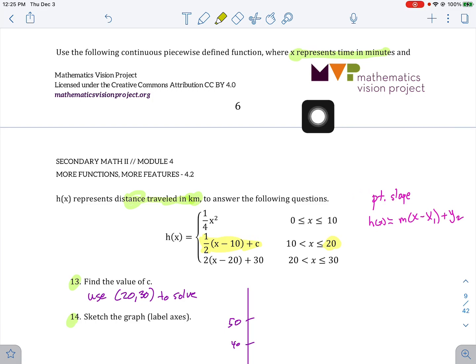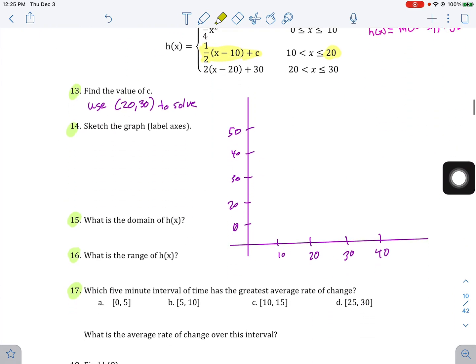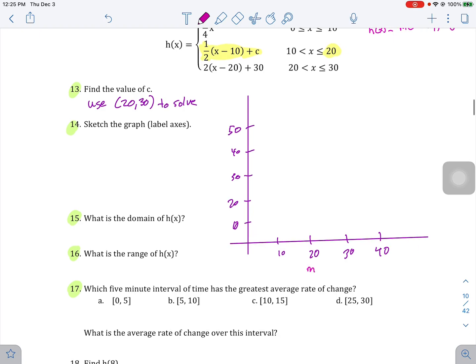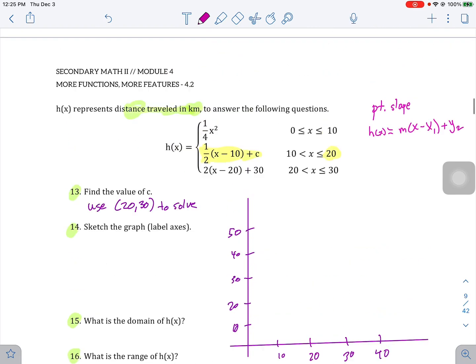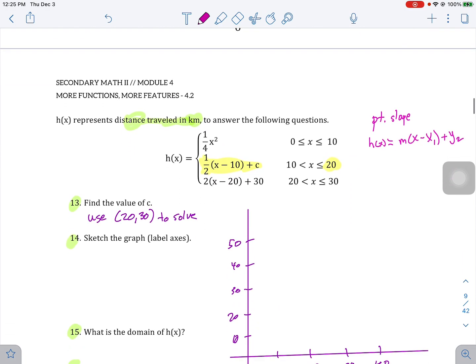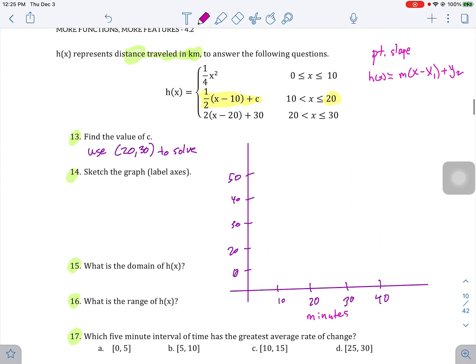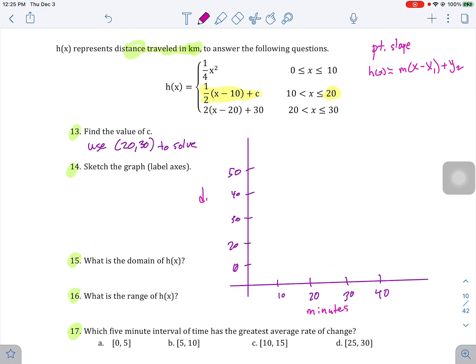We're looking at piecewise functions, which are subfunctions. So the general function is the sum of each of these subfunctions, and we're using point slope here for a lot of these expressions. First it says where x represents the time in minutes. So if I was to do a graph here, this would be in minutes. And it also says that the distance traveled is in kilometers, and that's the dependent variable. So this is distance, and the unit is kilometers here.